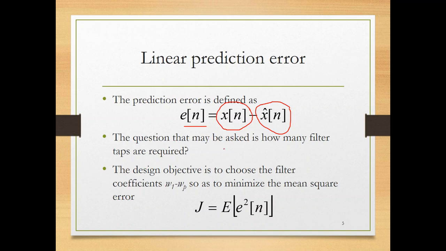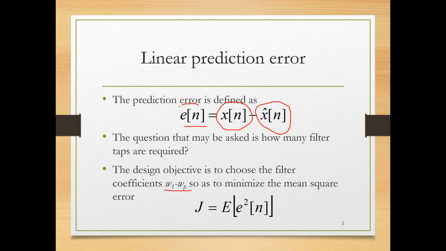The question that may be asked is how many filter taps are required? It depends on the error that you are targeting. For example, if you want your error to be so small, then you need a larger number of taps. And this has a trade-off between complexity and the error, the reliability of your system. The design objective is to choose the filter coefficients from W1 till WP, this is your task in the exam and in the homework, to minimize the mean square error.